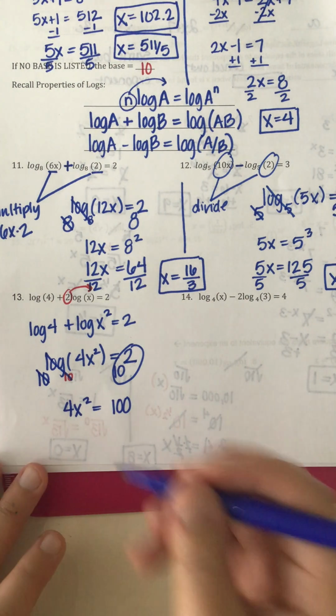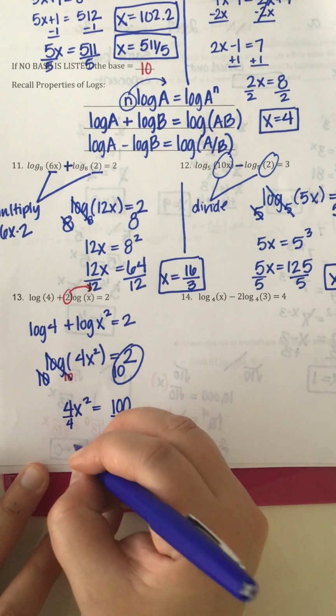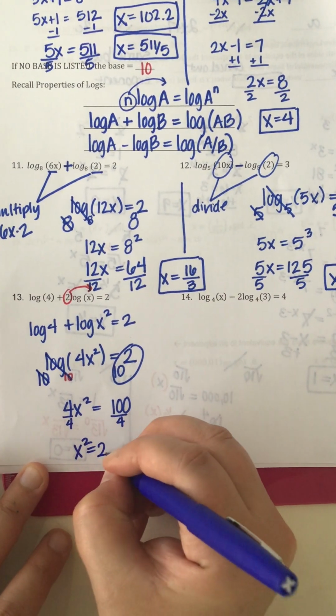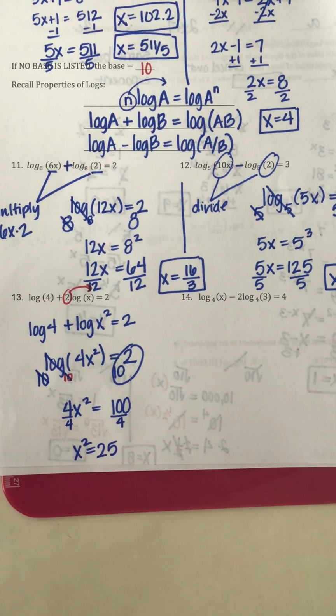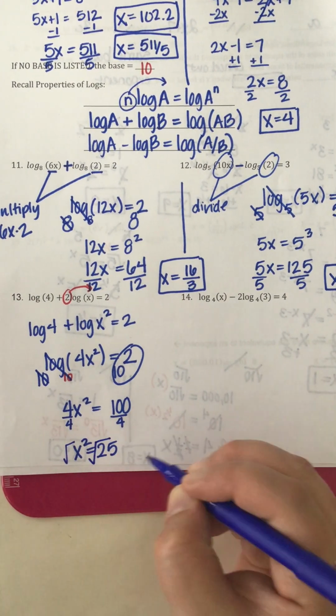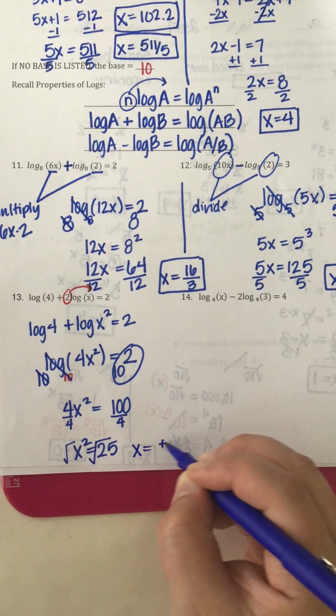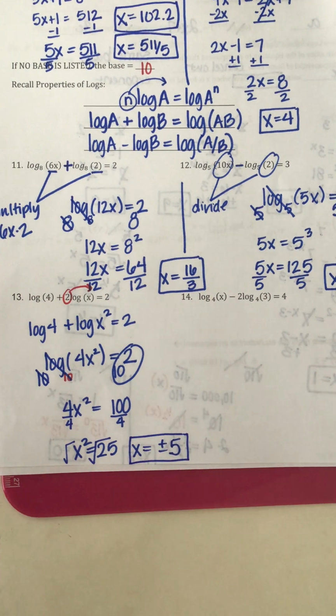Got to get rid of the 4, so we're going to divide by 4. What is 100 divided by 4? So x squared is 25. Very good. Now remember, x squared, I should be getting 2 separate answers. So it's 5 and what? Minus 5. Remember, whenever you take a square root, it's plus or minus that number. So it should be 5 and also negative 5.